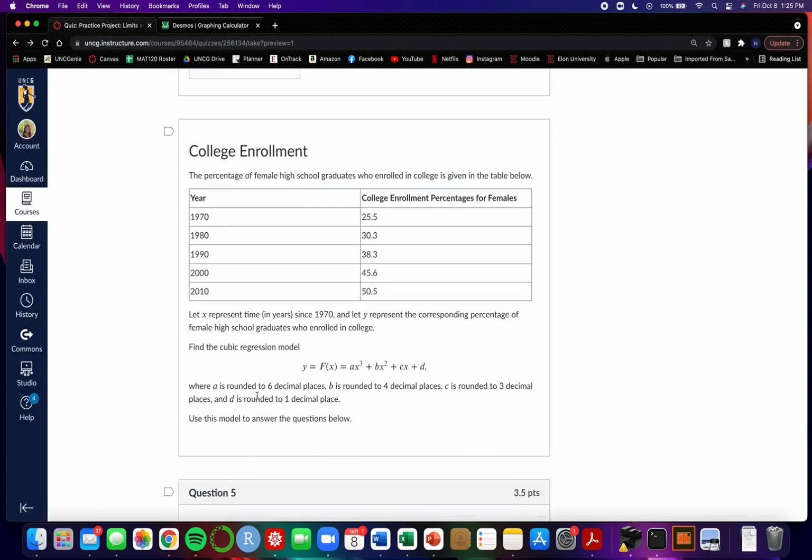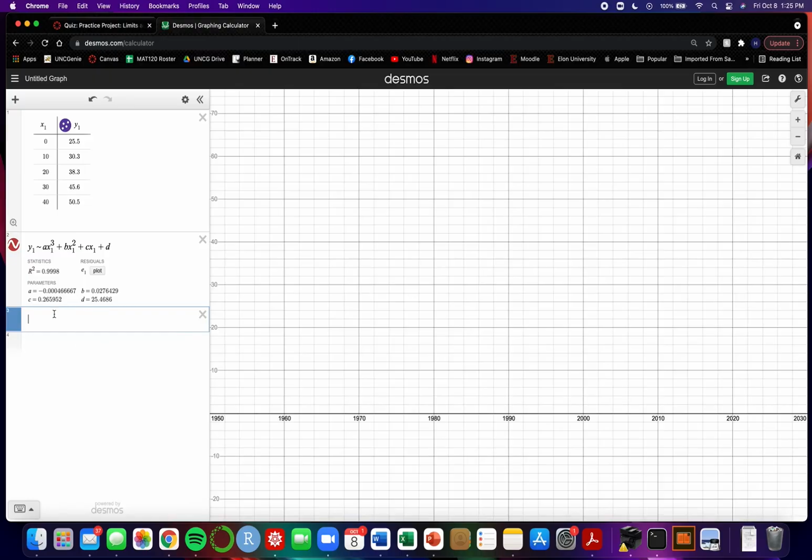So here we have to note the rounding because that can make a big difference in your answers. So we want A to 6 decimal places, B to 4, C to 3, and D to 1. So if we use those rules, then we just round this first one, our A, to negative 0.00467. It's this second 6 that gets rounded up.